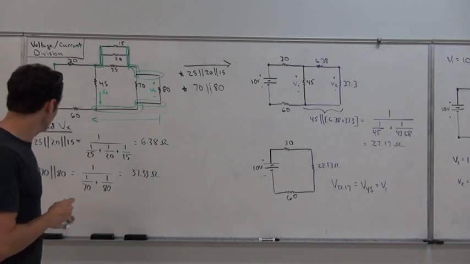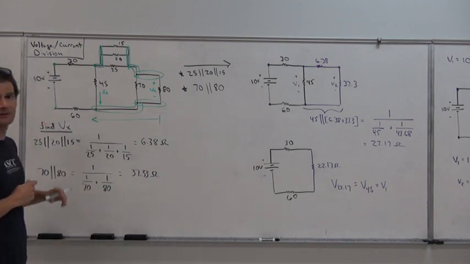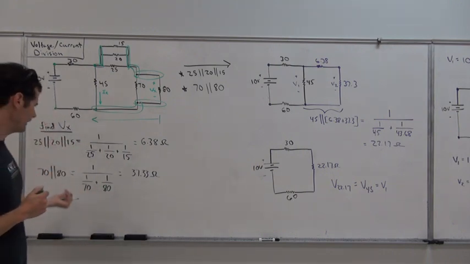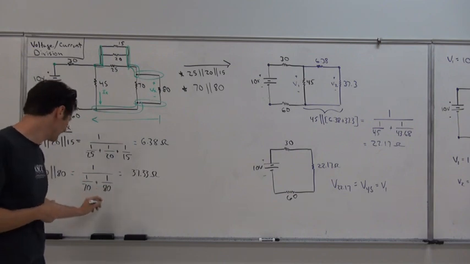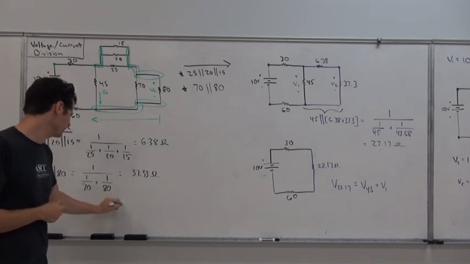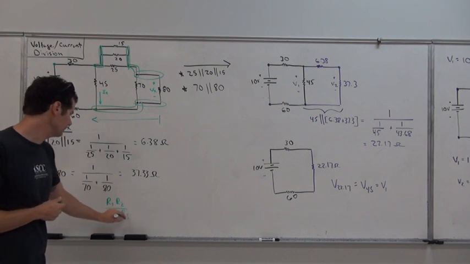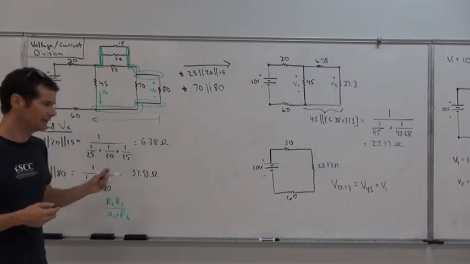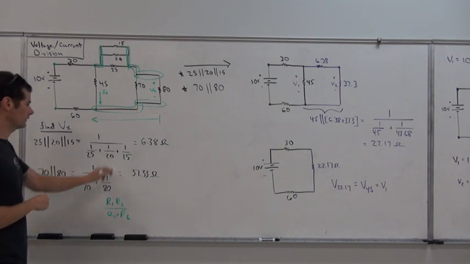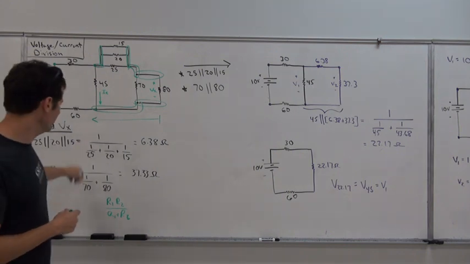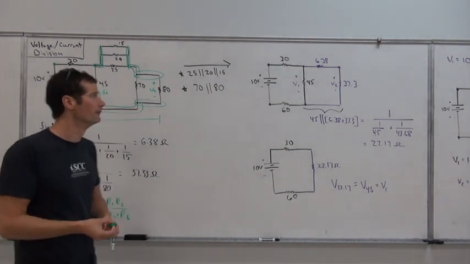Now, remember how I told you guys, just for 2 elements in parallel, I don't want you to remember that equation, R1 times R2 over R1 plus R2. Lots of people love to use that. I hate it, just because this is the only equation you guys need to know, because that works with any number of elements in parallel.